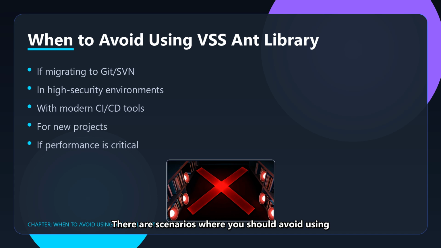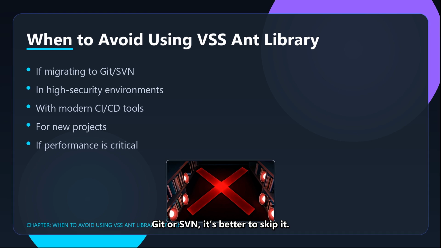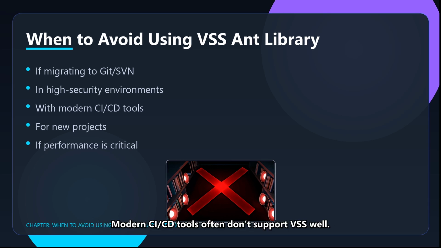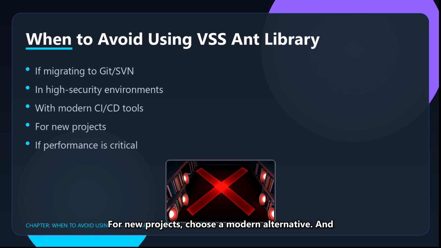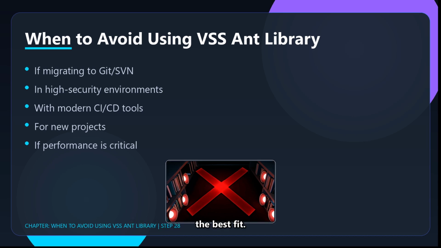There are scenarios where you should avoid using the VSS Ant library. If you're migrating to Git or SVN, it's better to skip it. In high-security environments, VSS may not meet requirements. Modern CI/CD tools often don't support VSS well. For new projects, choose a modern alternative. And if performance is critical, VSS may not be the best fit.